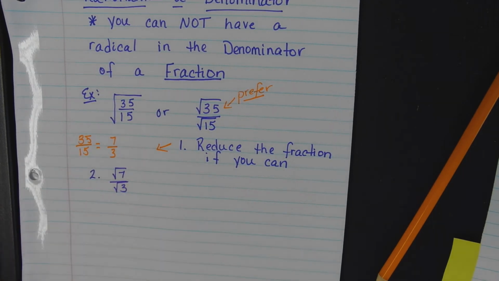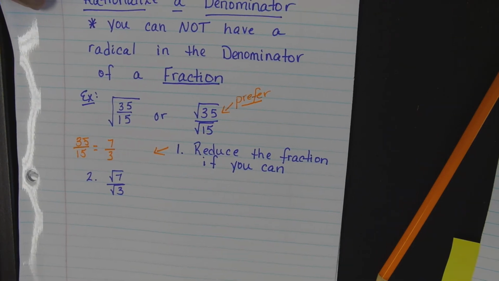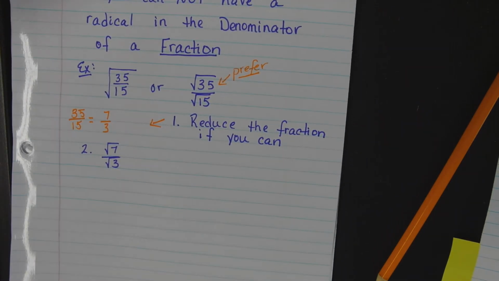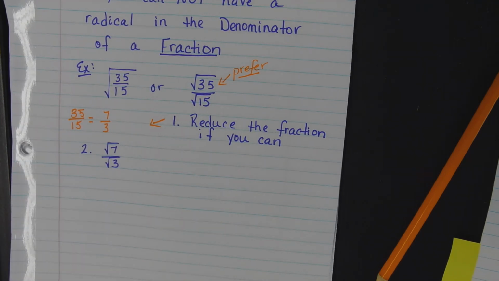Here's where we are. Square root of 7 over square root of 3. The most important rule is you cannot have a radical on the denominator. I need to get rid of that square root of 3. Okay, right now I want you to take 10 seconds and get your calculator out.